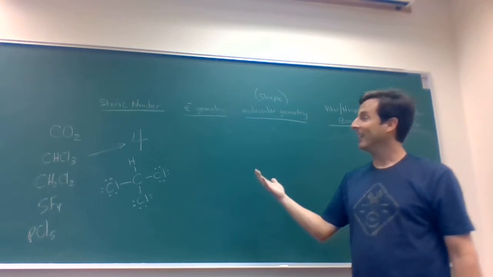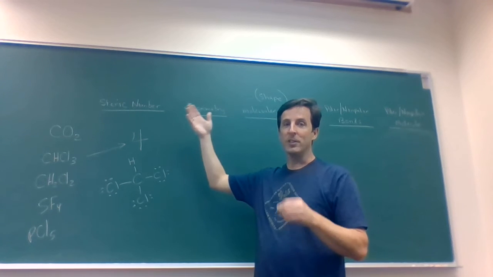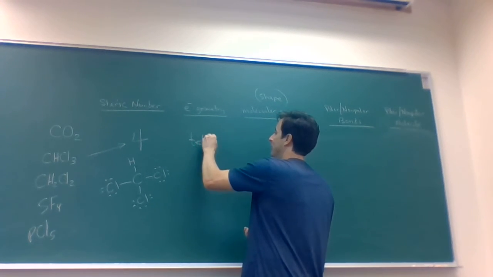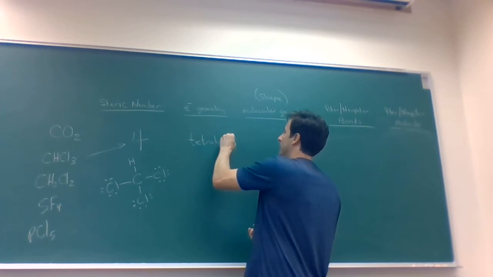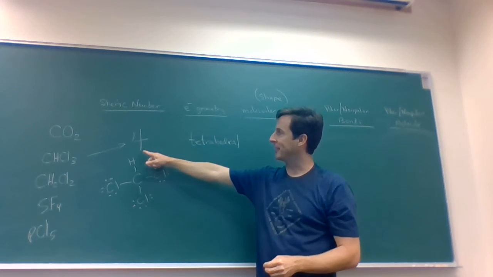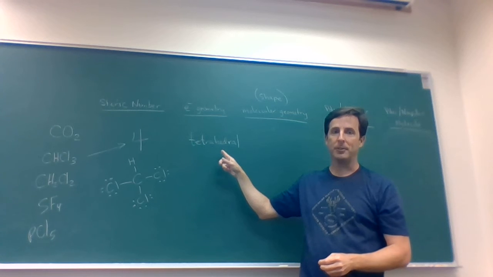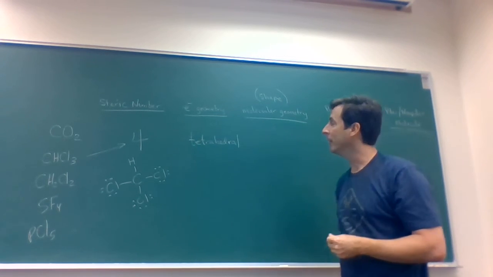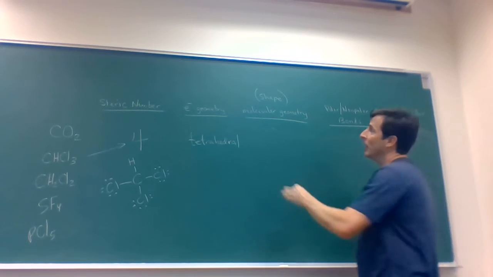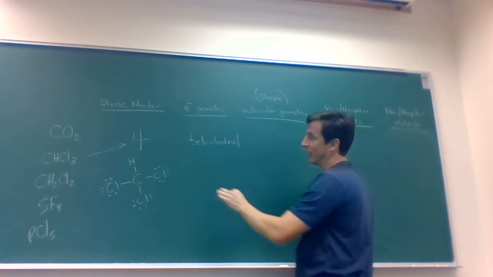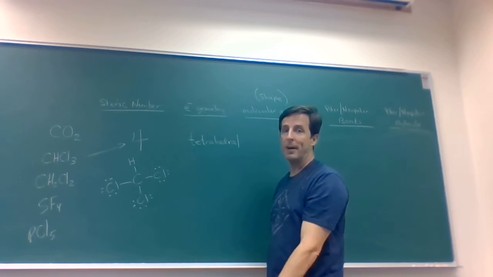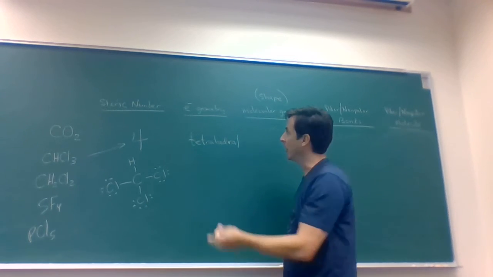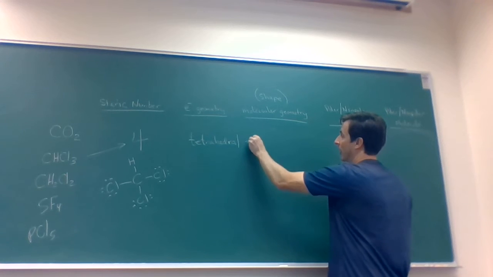Electron geometry: if it's 4, 4 is always tetrahedral. That's just a connection you have to make. The steric number always matches up with a specific electron geometry. They are a pair. You can't switch them back and forth with others. Now, molecular geometry. I look at the molecule and take off all the lone pairs. Does carbon change? The answer is no. So the electron geometry and the molecular geometry are going to be the same.